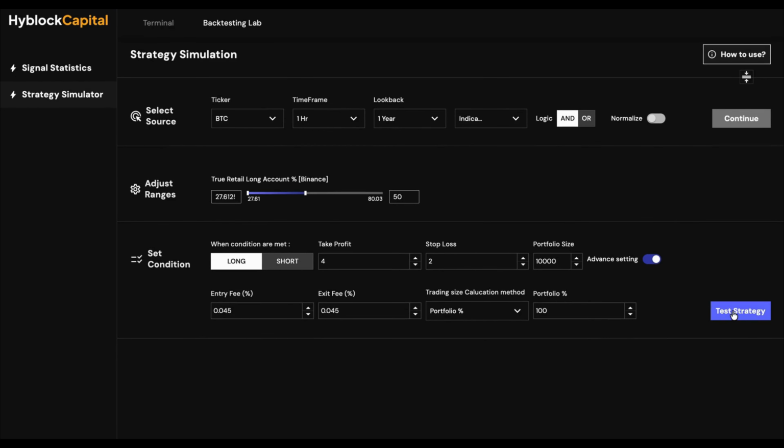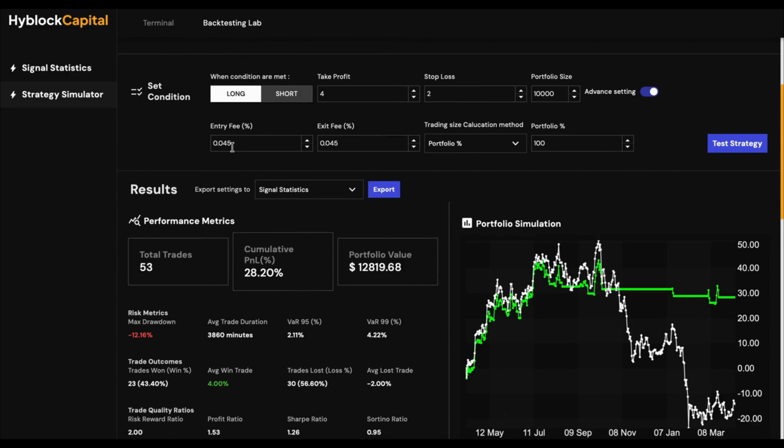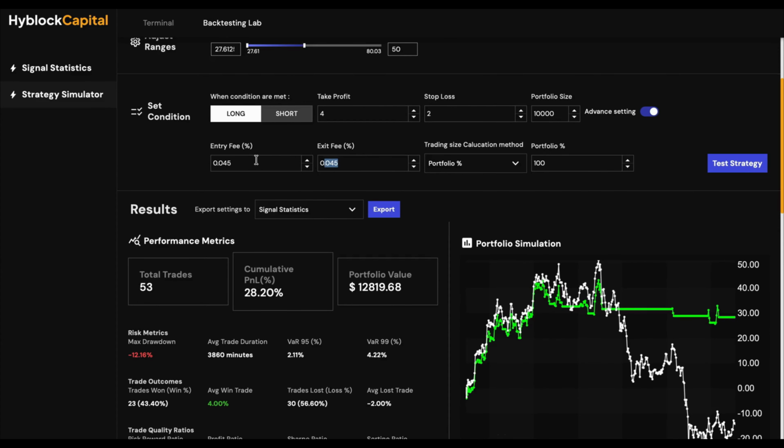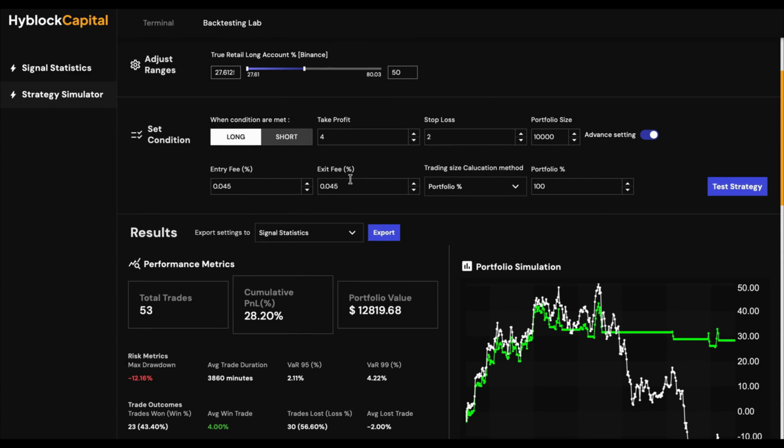Generally, whenever you open a position on an exchange, you have to pay entry and exit fees, which are approximately 0.045% each. So, let's add a 0.045% fee to both and test the strategy. The results, such as cumulative P&L and the risk metric, drawdown, already account for these entry and exit fees.